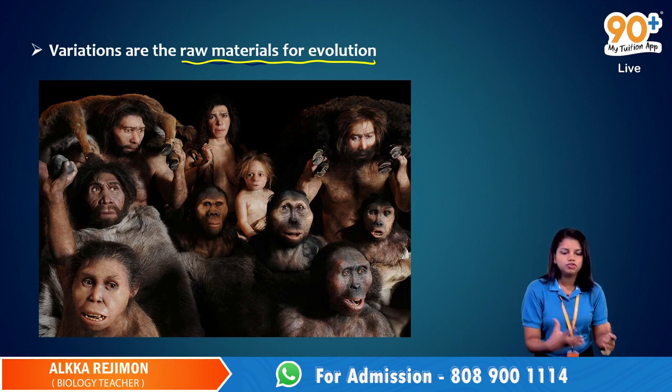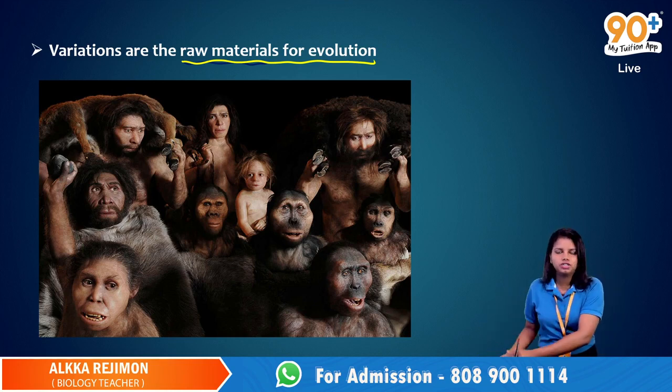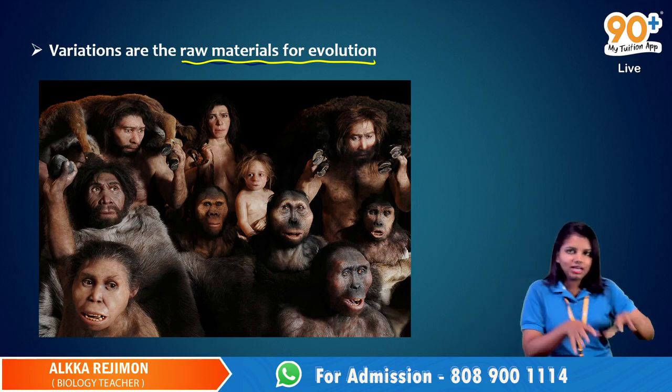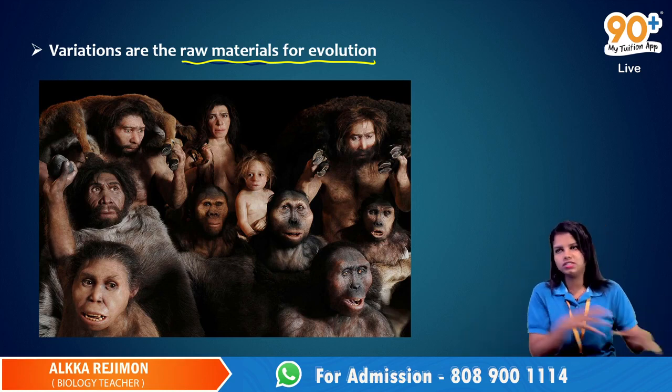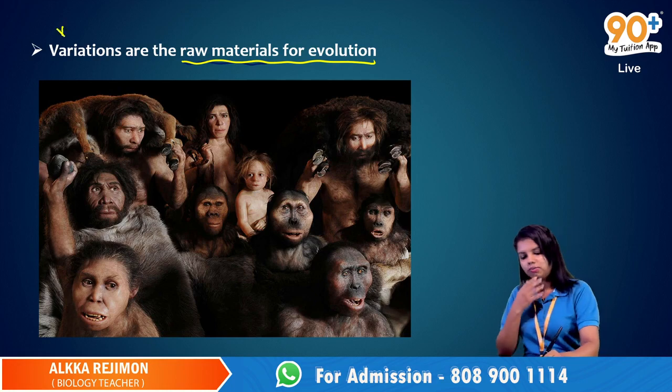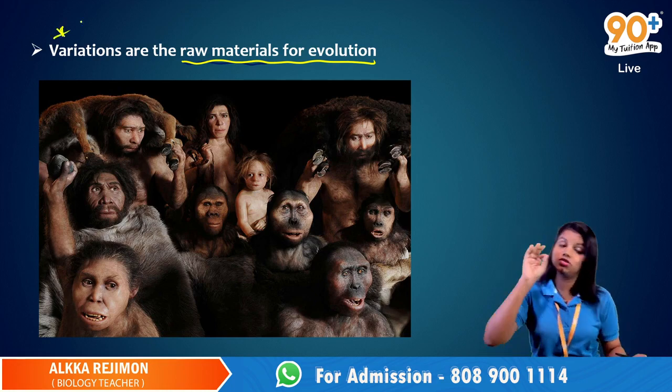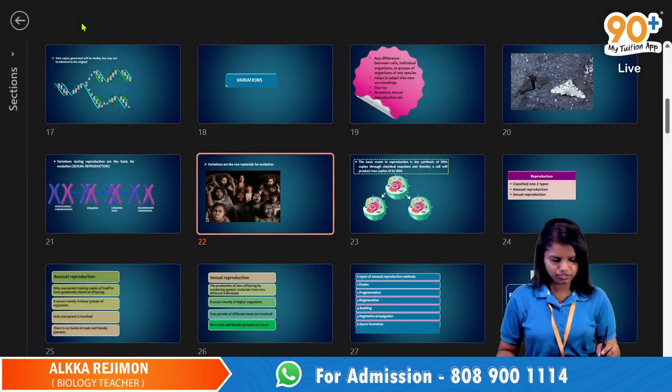That's when we believe that an entirely new species can be produced in such a way. From a single species, these variations accumulate and they can create a new species. And so you can also add on the point that variations are considered to be the raw material for evolution.